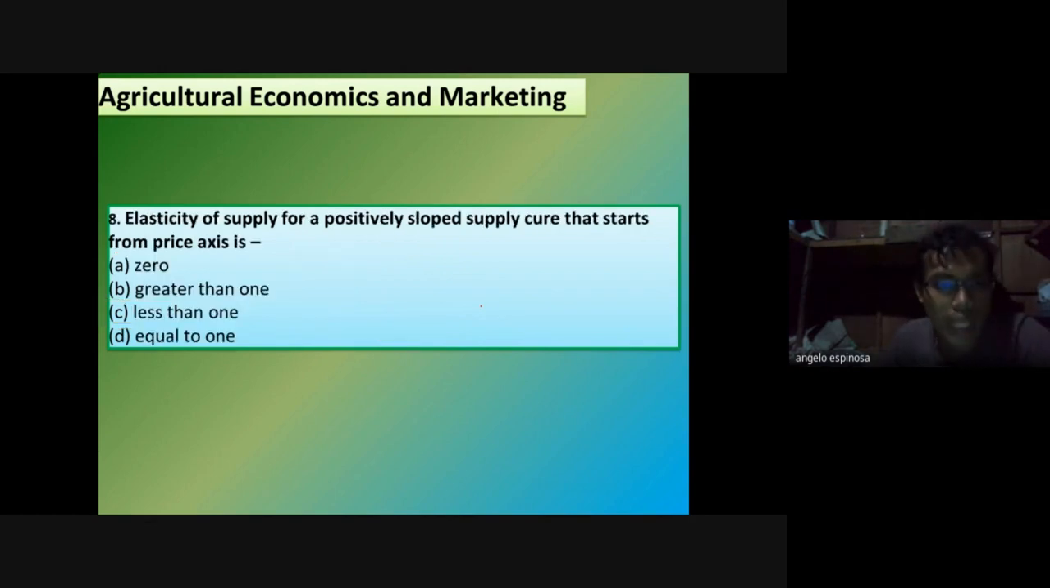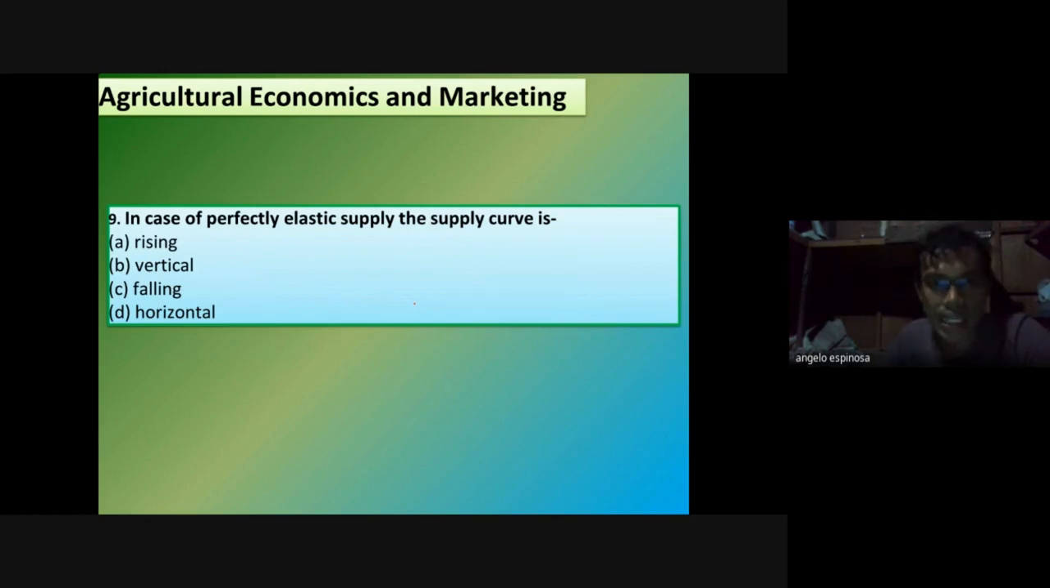Next, we have number 8. Elasticity of supply for a positively sloped supply curve that starts from the price axis. It starts at the price axis. That is an example of letter B, greater than 1. Next, number 9. In case of perfectly elastic supply, the supply is what? It is vertical. Number 9, the correct answer is vertical.